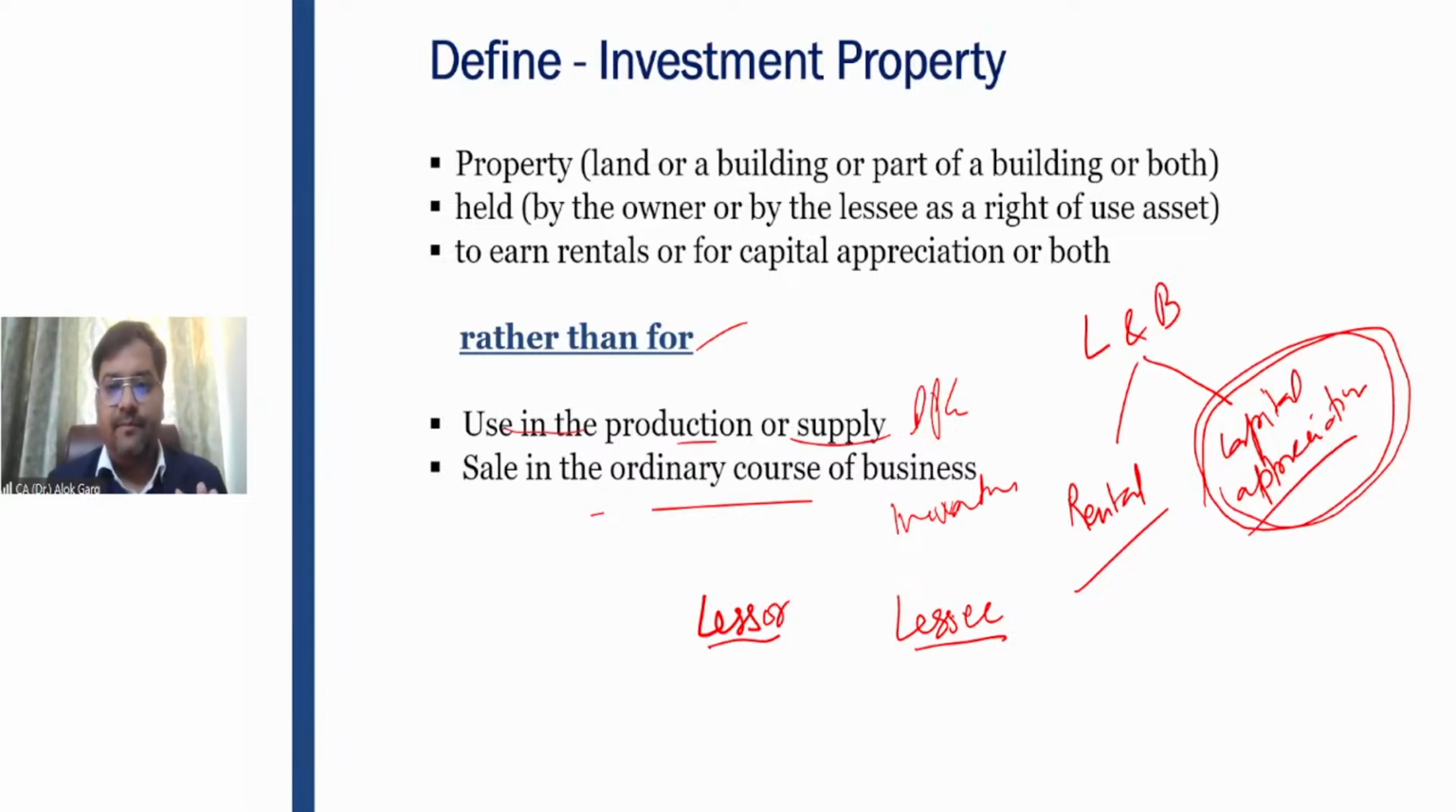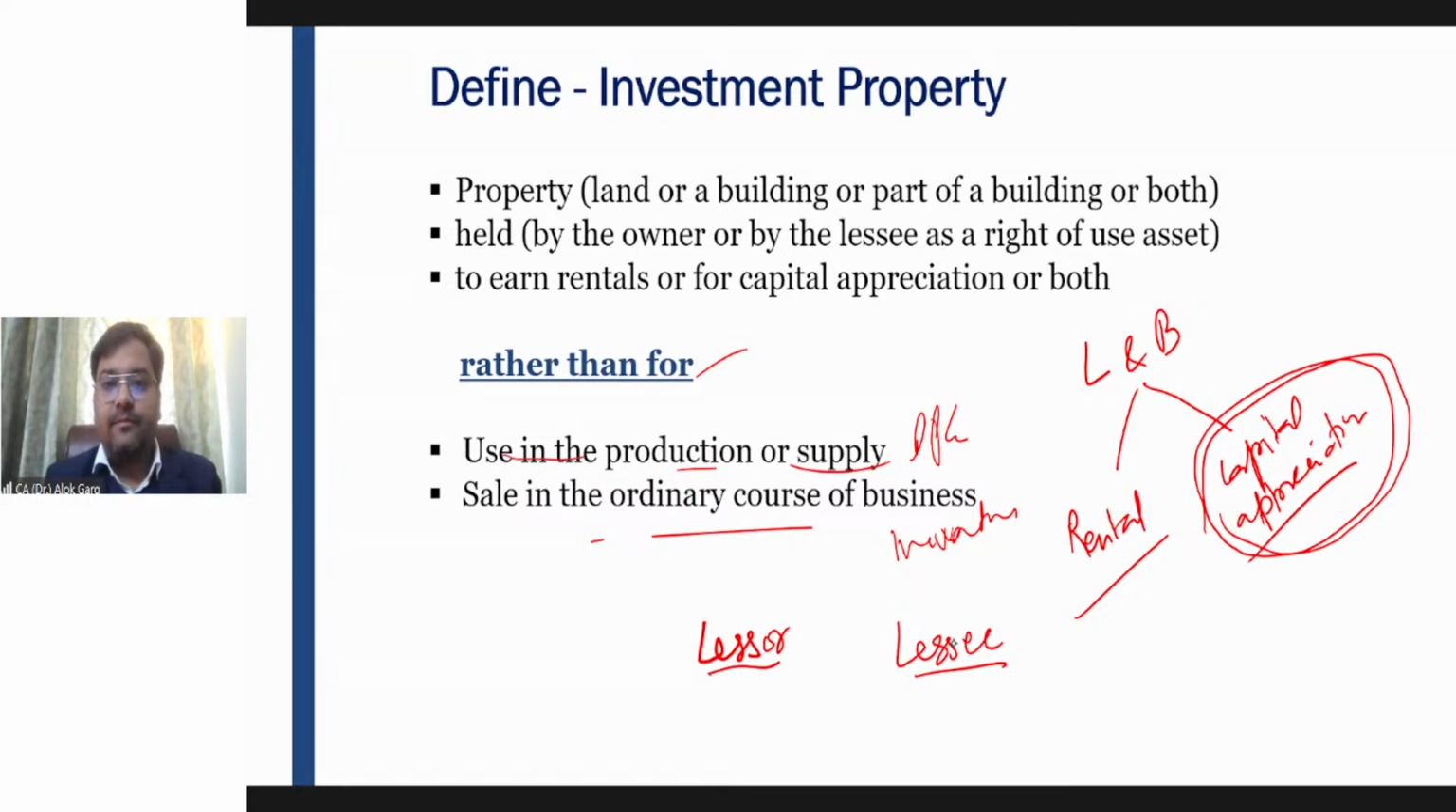Are you getting me? The question of classification as an investment property will not arise at all, right? Why? Because the asset is not there in the books. It has already been de-recognized due to the finance lease arrangement. Is it clear?